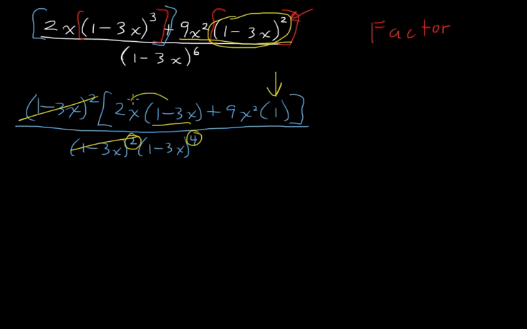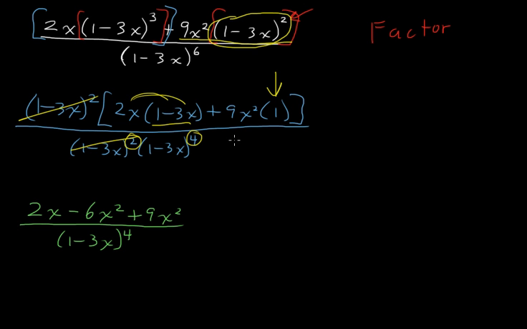Now let's distribute this 2x and see what happens. So we're in the process of cleaning this thing up. We distribute this 2x, and we get 2x minus 6x squared, and then we still have plus 9x squared. That's all in the numerator. The denominator does not change.